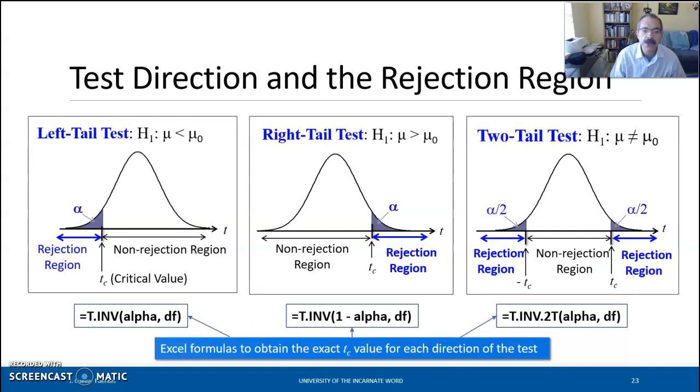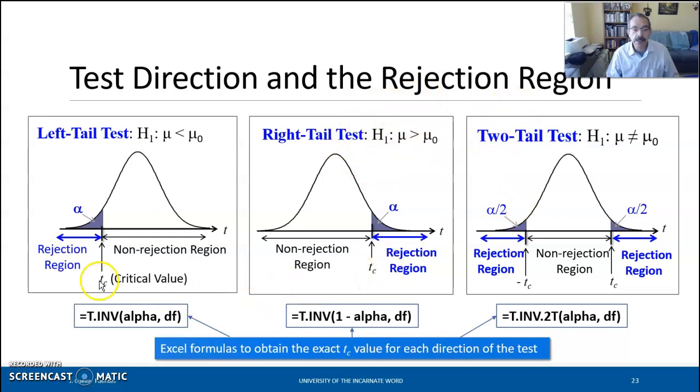And these diagrams show you where the rejection region is. So if we have a left tail test, then the rejection region is to the left of the critical value. If we have a right tail test, then the rejection region is to the right of the critical value. And if we have a two-tail test, then we have two rejection regions. One to the right of the positive critical value, and to the left of the negative critical value. And those are obtained by dividing the alpha by 2.